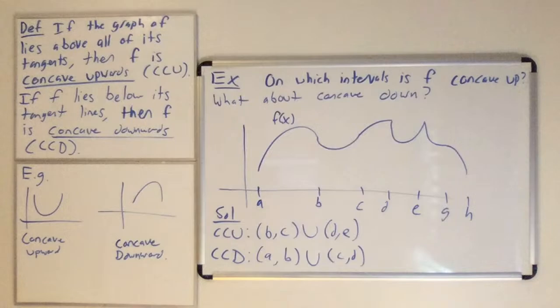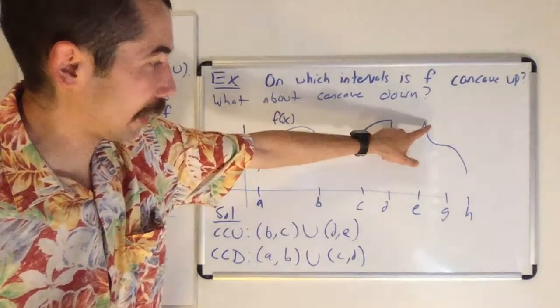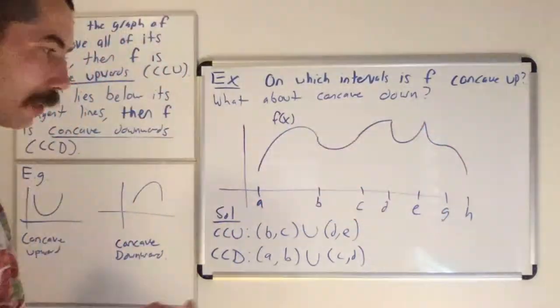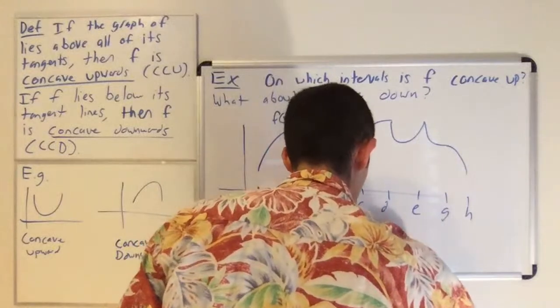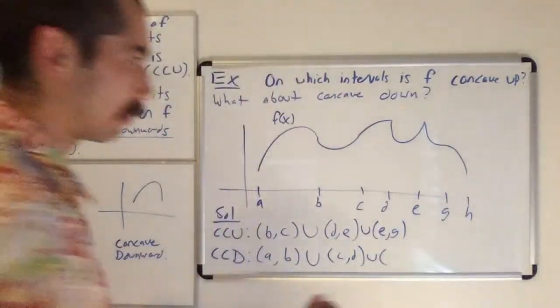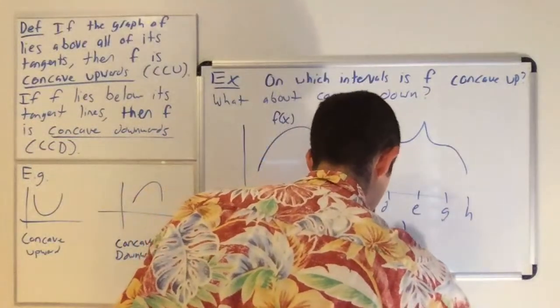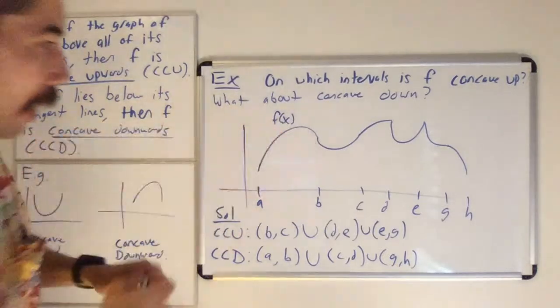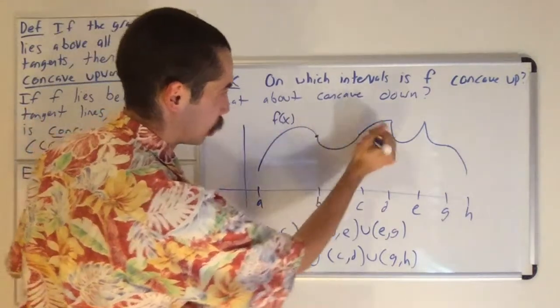Addie, I'll address your question in a second. E to G, we have a half of a smile, so it's concave up. And then the last section is a half of a frown, so it's concave down. Unintentional rhyme. So they're open intervals. There's a point at each of these where they switch.